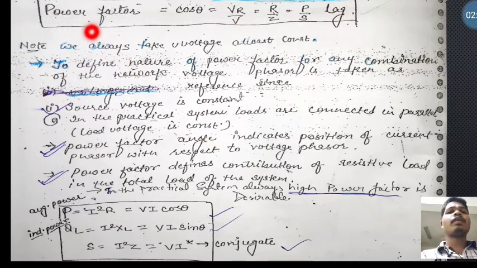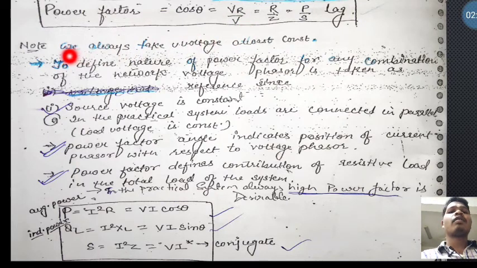So power factor is equal to cos theta, that is VR divided by V, or R divided by Z, or P divided by S. If we take the power triangle, then P divided by S. If we take the impedance triangle, then R divided by Z. If we take the voltage triangle, then VR divided by V.